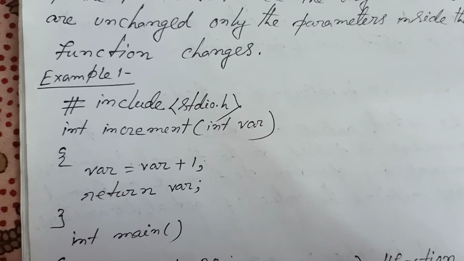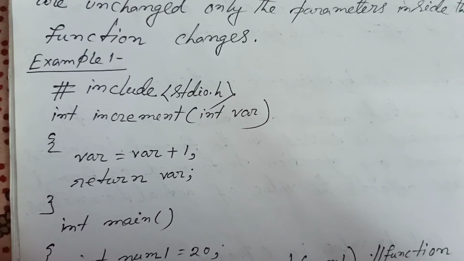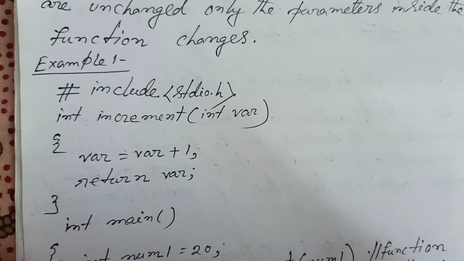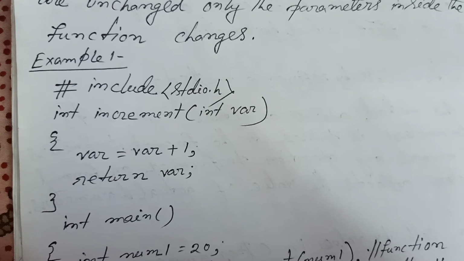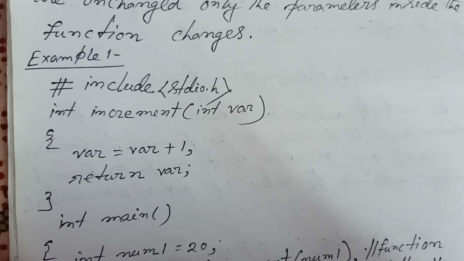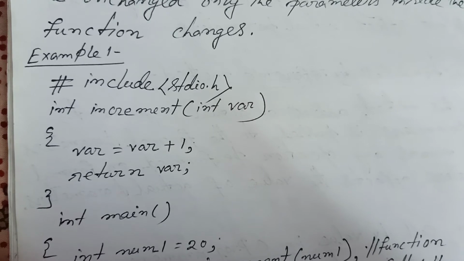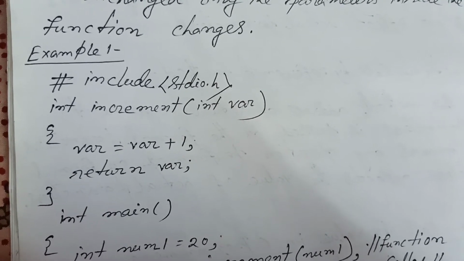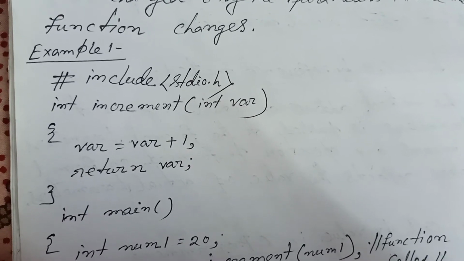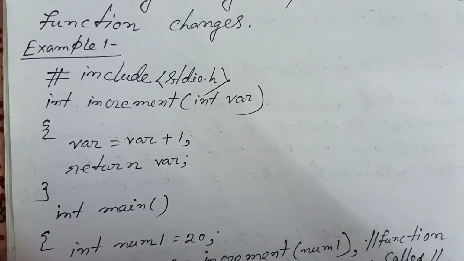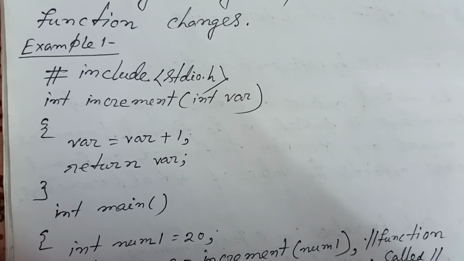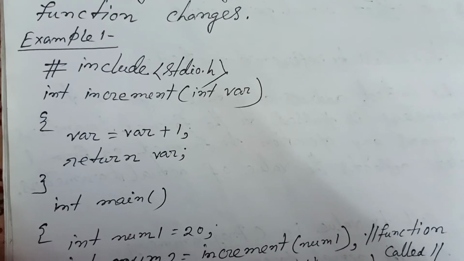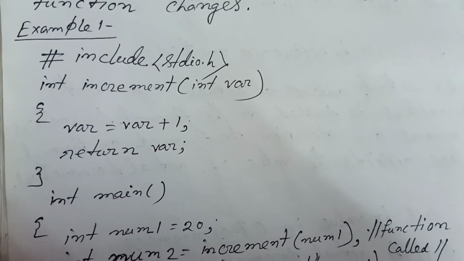First example. As usual, we start with #include <stdio.h>. Then we declare the function with the definition. What is the user defined function? int increment, within the bracket int var. var is the argument. Next, the function defines var equal to var plus 1 and returns the variable var.